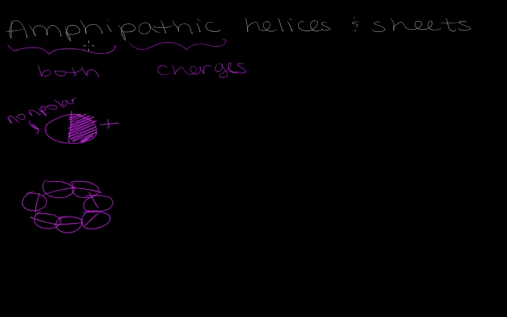So for amphipathic helices, remember that we're repeating every 4 amino acids about. So every 4th amino acid would be polar, and that would create one side of this having some charge and the other side not having any charge.